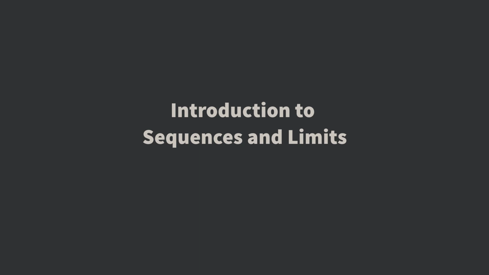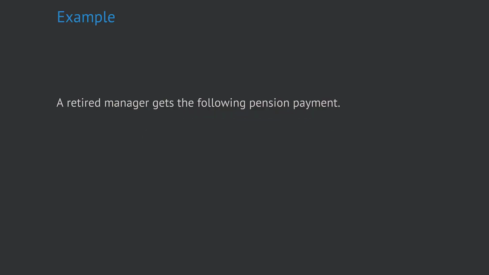In this video, I want to talk to you about sequences and their limits. Let us start with an example. A retired manager gets the following pension payment. The first part of the pension payment consists of a fixed payment of 30,000 euros per year. On top of this, he will receive additional payments according to the following rule.